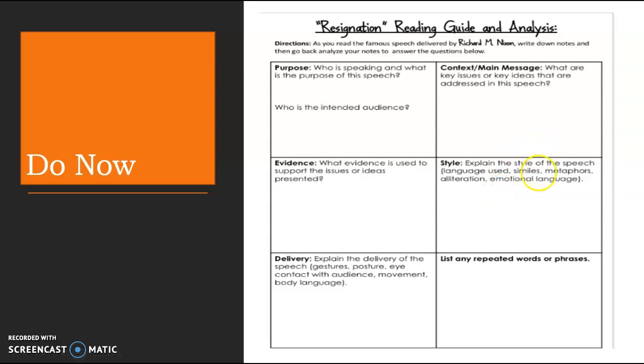What kind of language is used? Are there similes, metaphors, alliteration? Is there use of emotional language? And then tell me about the delivery. This is a resignation speech by a president of the United States. So what is his delivery like? What are his gestures? What's his posture? Does he make eye contact with the audience? What kind of movement or body language can you read from the president? And then finally, just something you might want to make a mental note of: any repeated words or phrases.